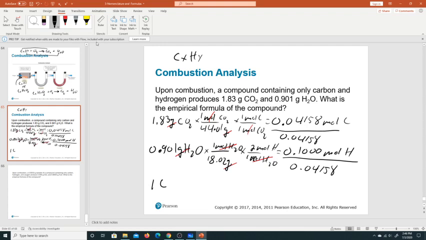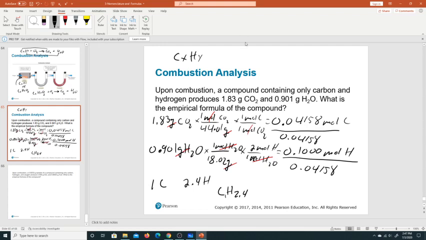For the H's, 0.1 divided by 0.04158, we get a value of 2.4. 2.4 H. That gives us a temporary formula of CH2.4. Now, are we allowed to have a fraction? No, a fraction is not allowed. So I'm going to multiply this 1 and this 2.4 by some whole number to make the 0.4 turn into a whole number, to make the fraction go away.